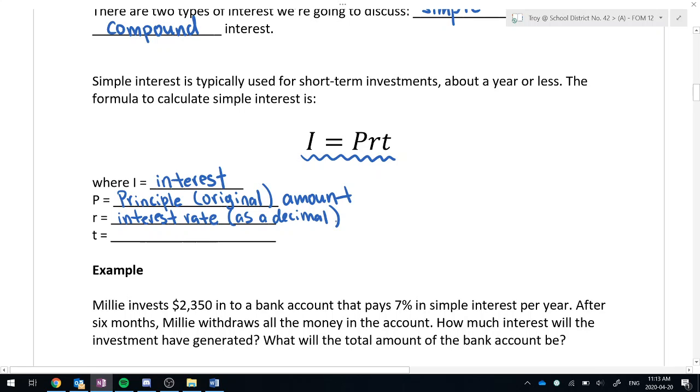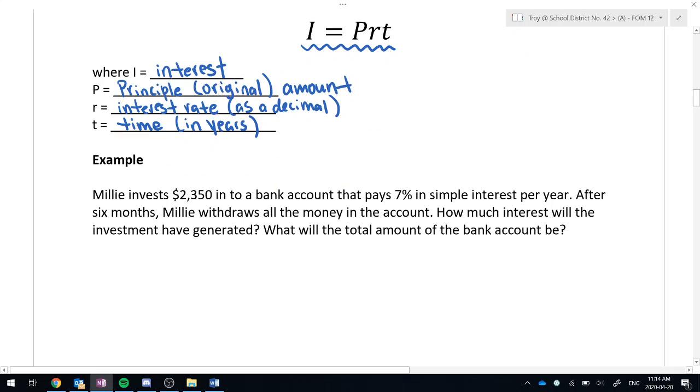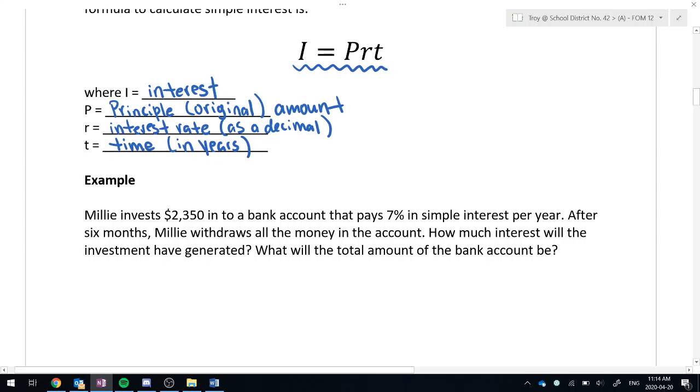Usually interest rate is given as a percentage, but if we're going to calculate using this formula, it's going to have to be in a decimal. And finally, T is time, the amount of time we're gaining interest, and that's given in years. So if it's not given to you in years, you're going to have to convert it into years. Okay, so we can do an example. I'll show you how this formula works. This one's straight out of your book.